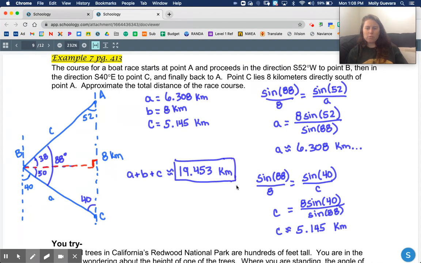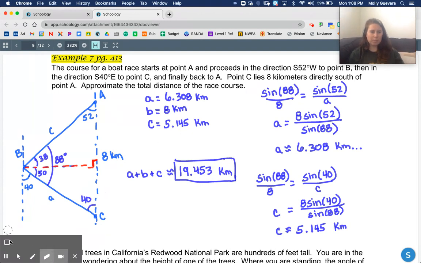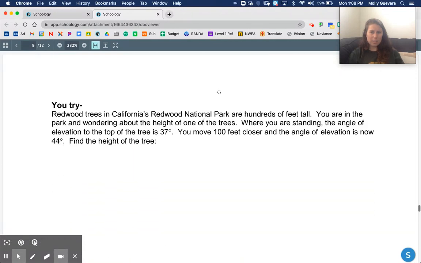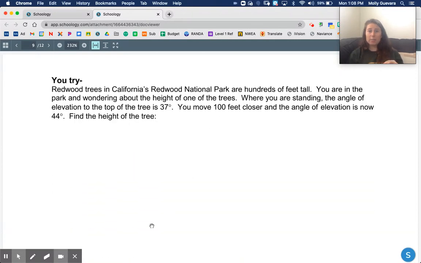So we can use the bearings then to help us figure out these real world problems. Our last one is a you try, so I want you guys to try it. It's about the redwoods. So it says redwood trees in California's Redwood National Park. If you haven't been there, it's crazy. You should go. The trees are massive. Anyway, they're hundreds of feet tall.